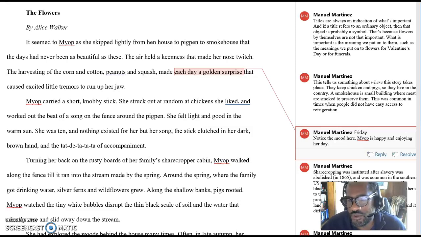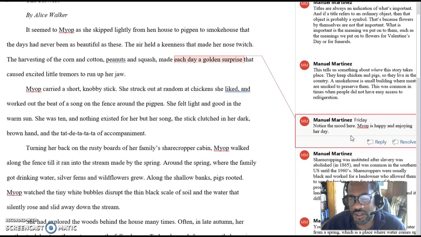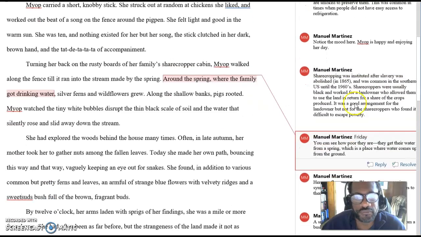Eyes. And I said, notice the mood here. She's happy and enjoying her day. That's not going to last, as we know. But it's important to recognize how the author is telling us how we're supposed to feel about things. We see, oh, it seems like a nice, pleasant day, and it didn't come about magically. The author is including certain elements to let us know that that's what's going on.